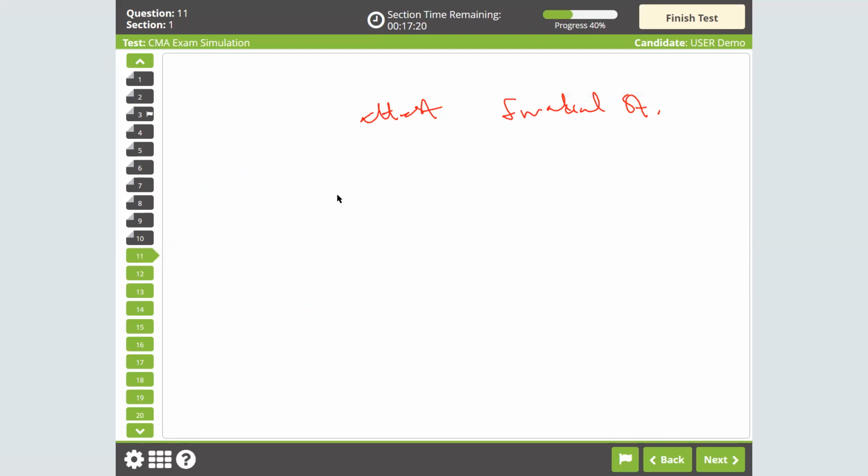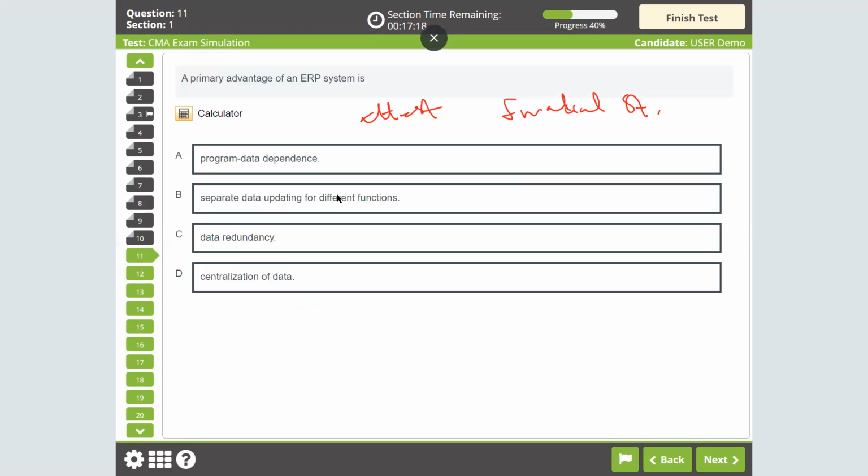So I'll go to question number 11. Get rid of this. Okay, question number 11. The primary advantage of an ERP system is great. So this is also a short question that you can utilize this time.